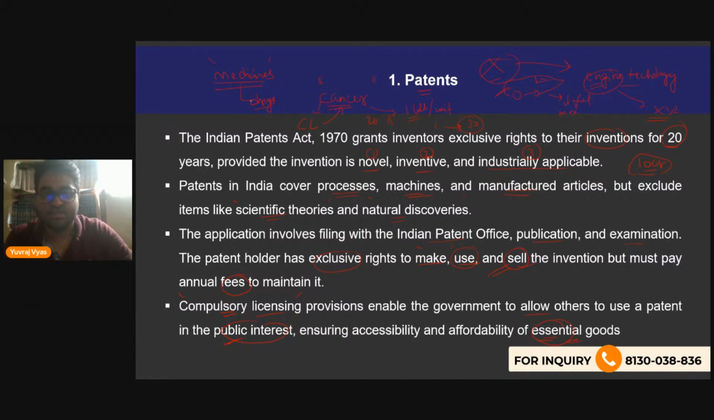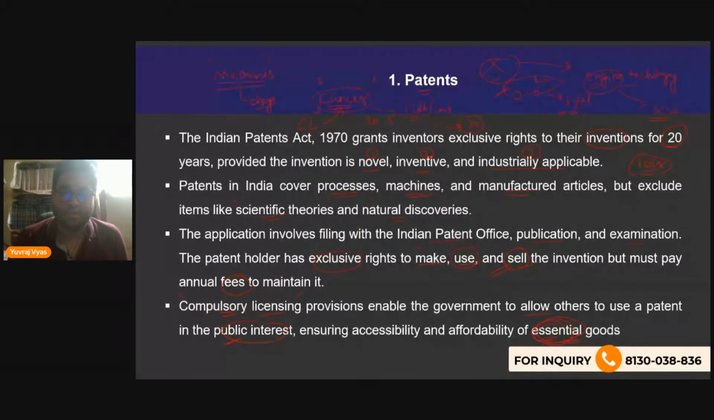So medicinal drugs, cancer, which is a life-saving drug. In such a case, you can apply CL and not in any other case. So remember this point. Mark these words: essential goods and not luxury or other goods. Okay, so this was the basic understanding and basic theory behind patents.